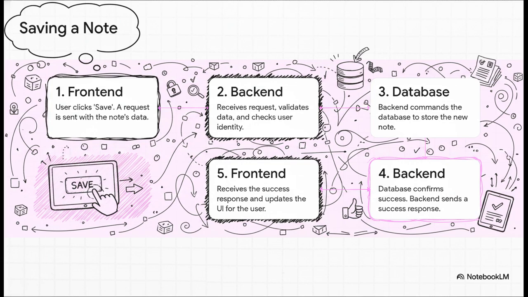The back end catches it and immediately checks everything. Is the user logged in? Is the data valid? Then, once it's happy, the back end tells the database to store the note. The database confirms that it's done. The backend then prepares a simple success response and sends it back to the front end. Finally, the front end gets that all good message and updates the screen to show you that your note has been saved. It's a beautiful, logical flow that is sacred in software design.